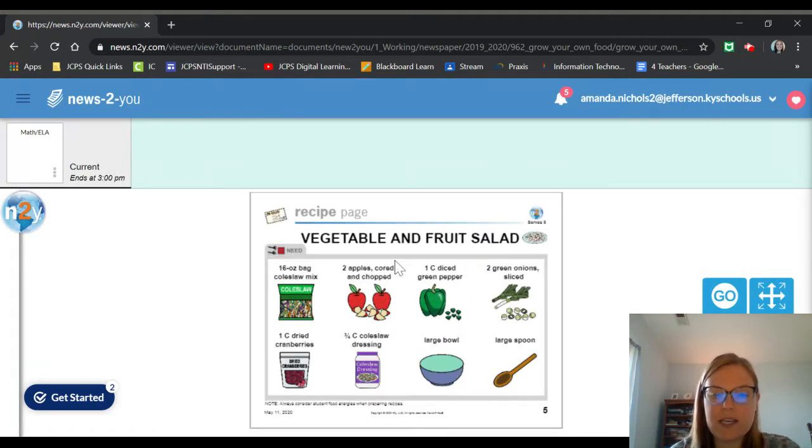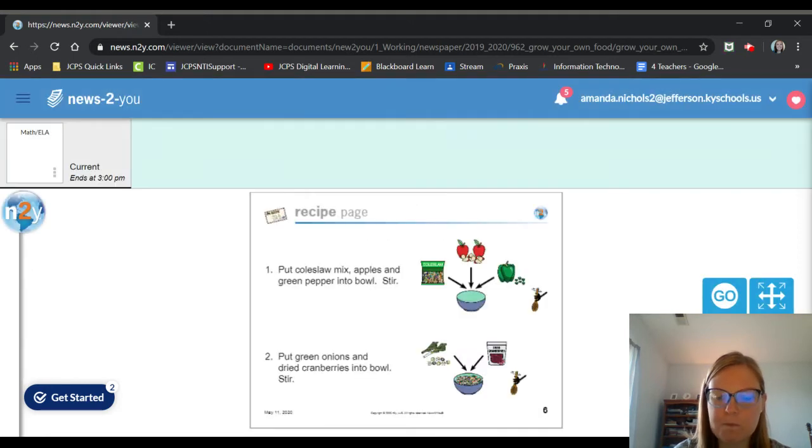So our recipe for this week is vegetable and fruit salad. So you'll need coleslaw, 2 apples, a green pepper, some green onions, cranberries, coleslaw dressing, a large bowl, and a large spoon. So remember, you can add or change whatever you have at home. So you just kind of customize for whatever you like and whatever you have at home.